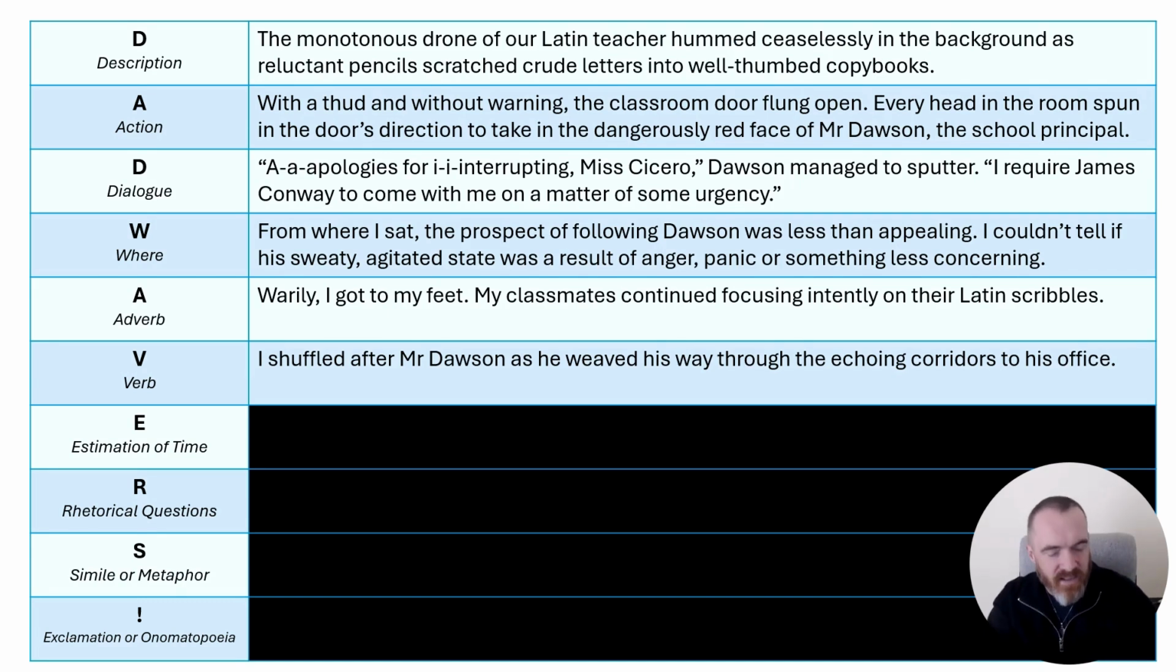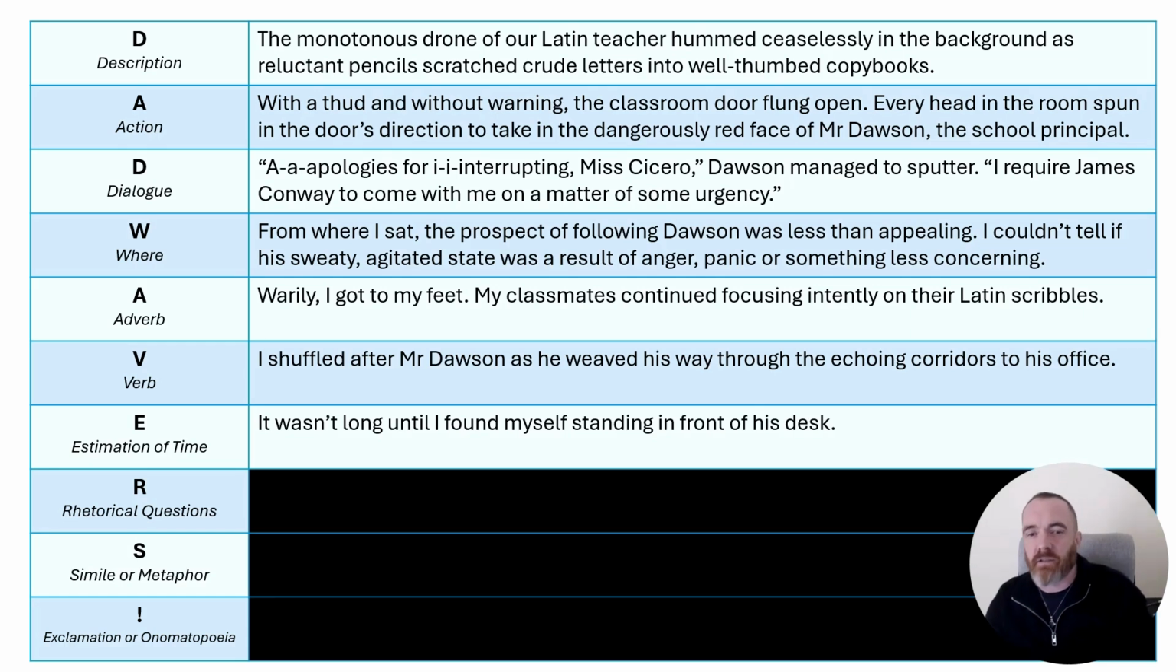Okay, so estimation of time for the E. It wasn't long until I found myself standing in front of his desk. Self-explanatory. You might use a fronted adverbial like eventually or the next day or something like that. Something denoting time. Again, this helps to orient the reader to the timeline. But you don't have to over-labor it.